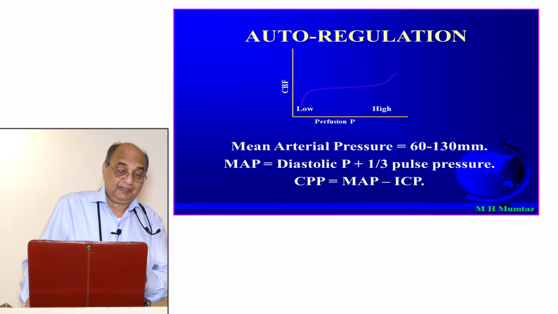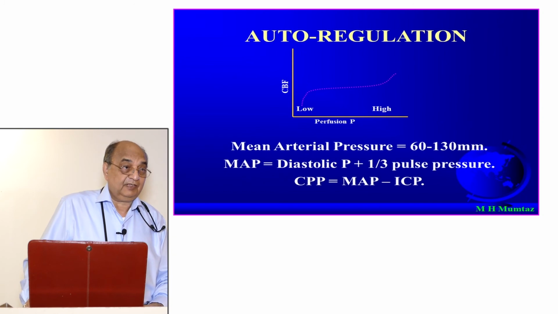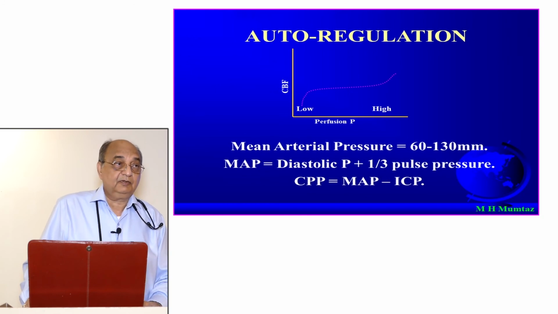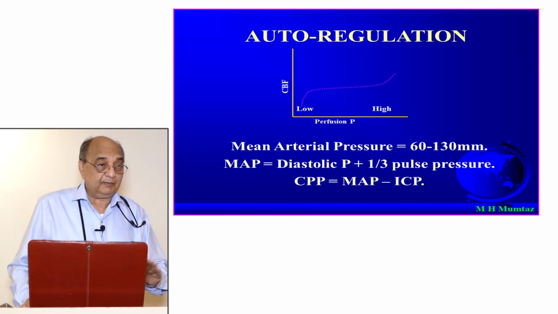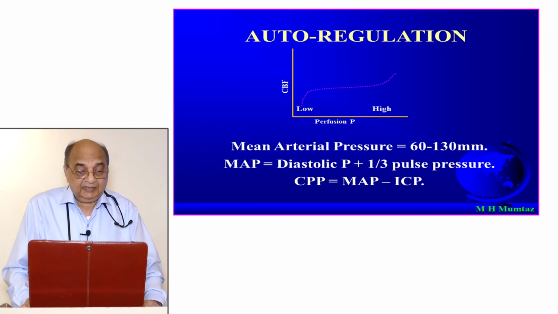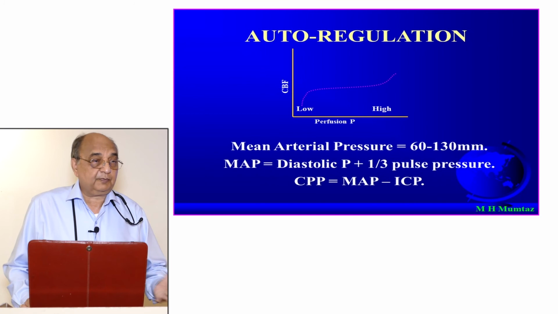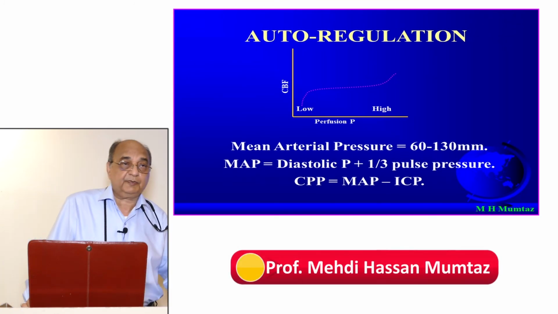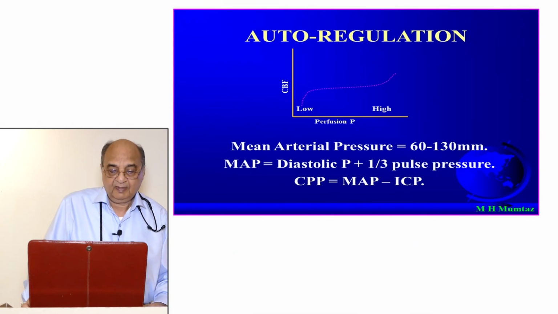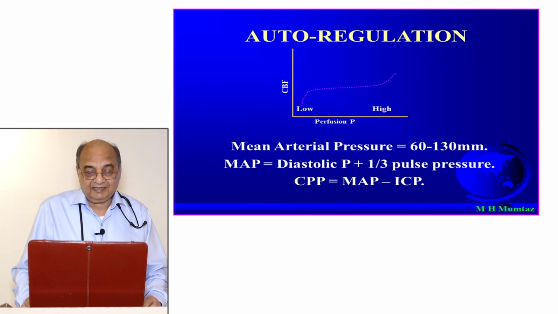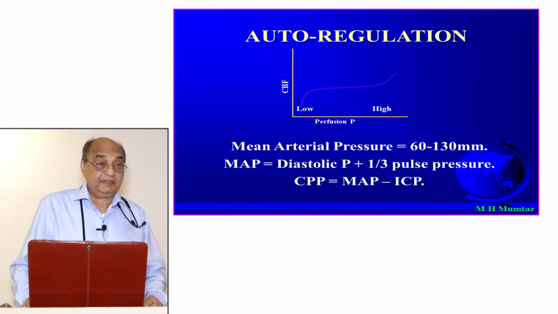But the problem is autoregulation. We have to keep in mind autoregulation when we anesthetize the patient. If it is not an emergency, then you should control it and maintain the blood pressure within normal range. Now, mean arterial pressure, as you know, is diastolic pressure plus 1/3 of pulse pressure. What is the pulse pressure? It means the systolic pressure minus diastolic pressure. And cerebral perfusion pressure is mean arterial pressure minus ICP, intracranial pressure.